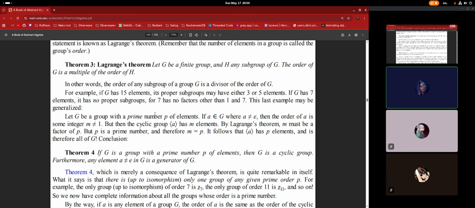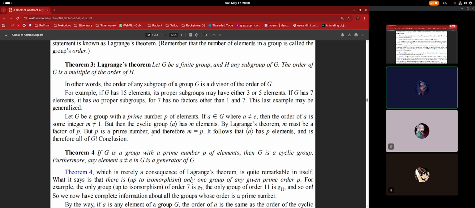Let G be a group with a prime number p of elements. If A is in G and A is not the neutral element, then the order of A is some integer m different than 1. But then the cyclic group generated by A has m elements. By Lagrange's theorem, m must be a factor of p. But p is a prime number, and therefore m must be equal to p. It follows that the cyclic group generated by A has p elements, and it's therefore all of G.